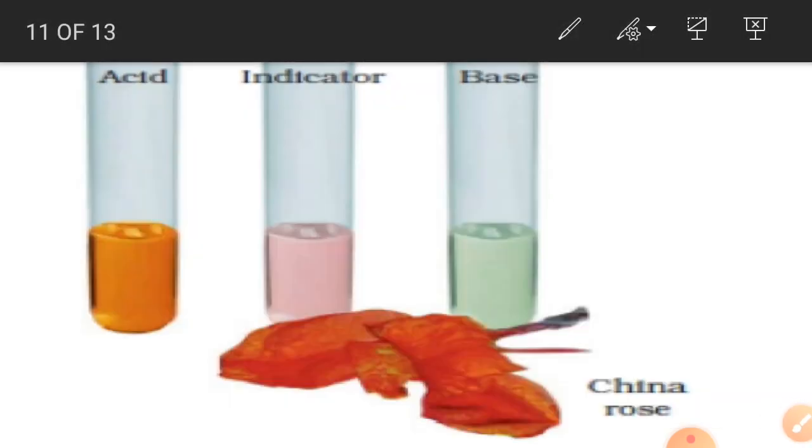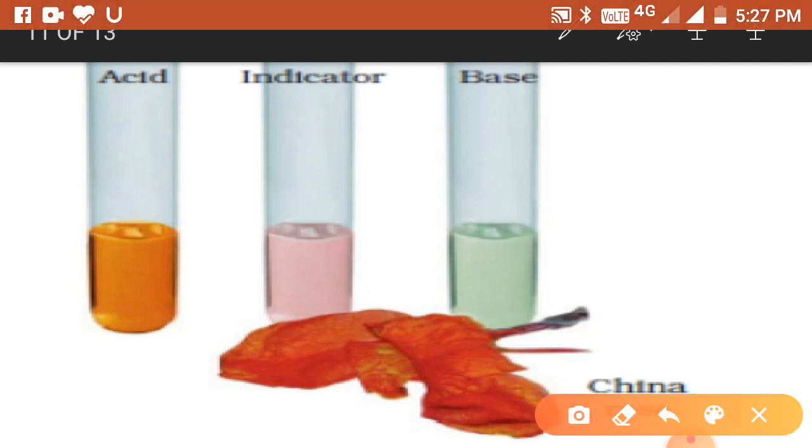Now here is the next indicator, that is China rose. China rose solution turns dark pink in acidic and green in basic solution. You can see in this picture, that dark red or pinkish solution shows that it is acidic. When the solution changes into a light blue or light greenish color, that shows the solution is basic. Now we can see more examples here.